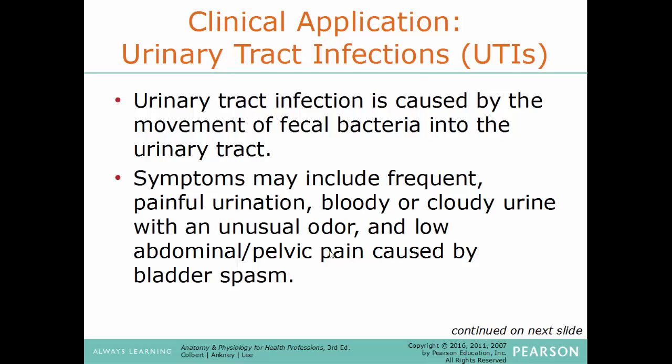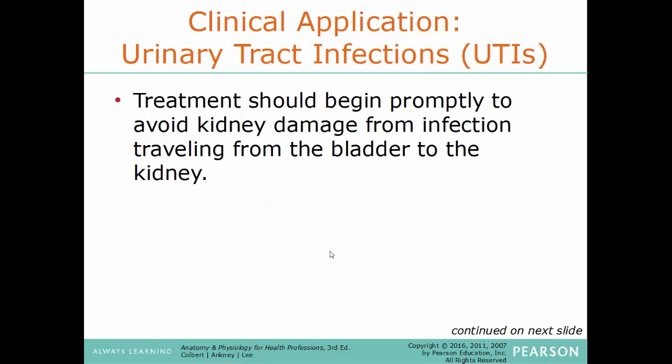We'll talk about another clinical application, UTIs, urinary tract infections. These are caused by the movement of fecal bacteria into the urinary tract. The symptoms of this could include frequent and painful urination, bloody or cloudy urine with an unusual odor, and having low abdominal or pelvic pain caused by a bladder spasm. Treatment should begin promptly to avoid any further kidney damage and also to prevent the infection from traveling from the bladder to the kidney.